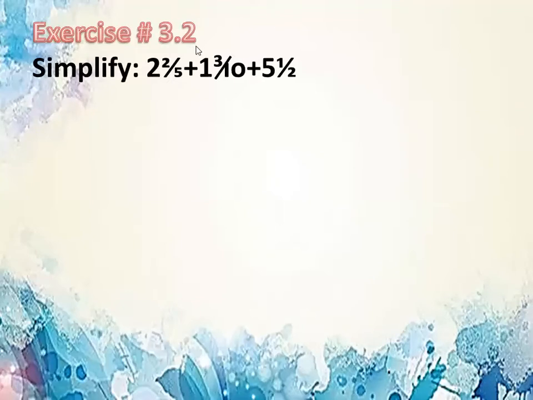Exercise number 3.2, and you have the question: simplify. Okay, very simple. I know it is very easy. Here you have 2 whole 2 upon 5 plus 1 whole 3 upon 10 plus 5 whole 1 upon 2. Here you have mixed numbers and you have to add them.